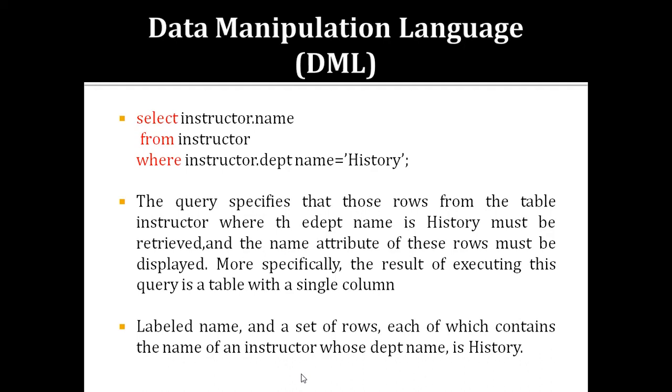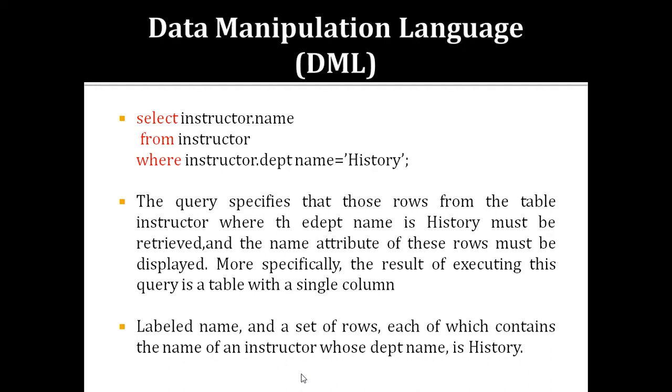So the query specifies that those rows from the table instructor where the department name is history must be retrieved, and the name attribute of those rows must be displayed. More specifically, the result of executing this query is a table with a single column.